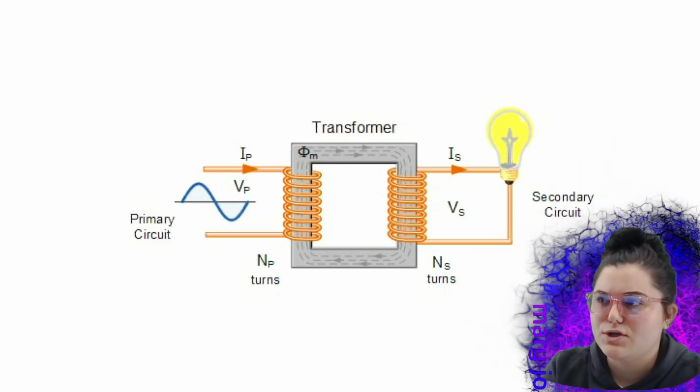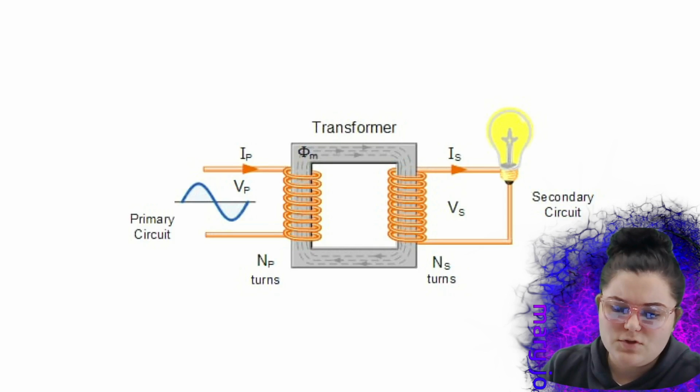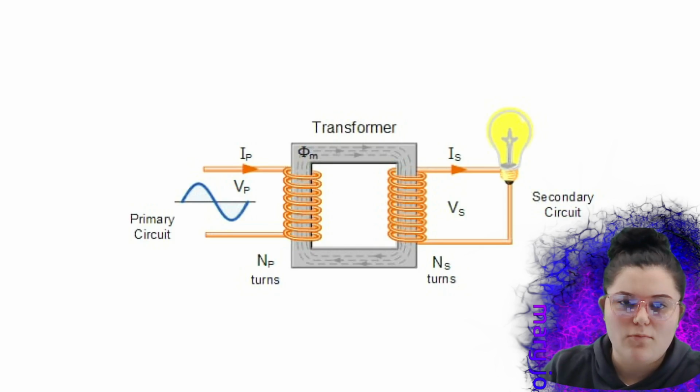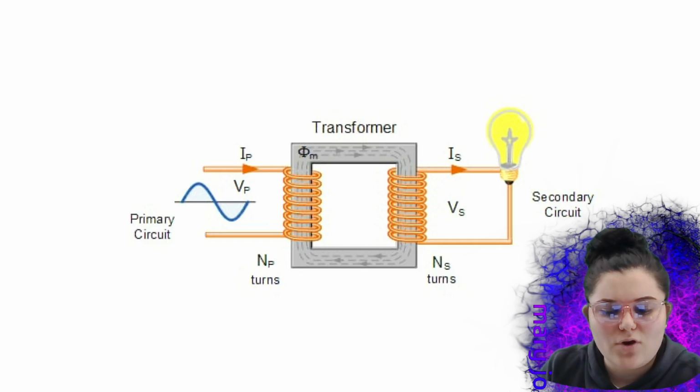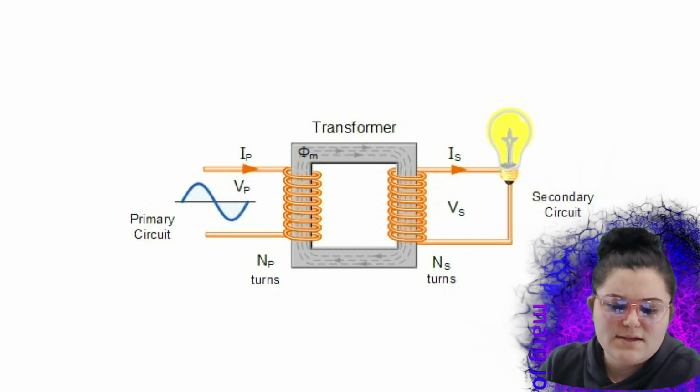So here's a picture of a transformer. You can see that there's the primary winding and the secondary winding. Transformers have a primary and a secondary winding. The primary winding draws energy from the source. The secondary winding delivers the energy at the transformed or changed voltage to the load.